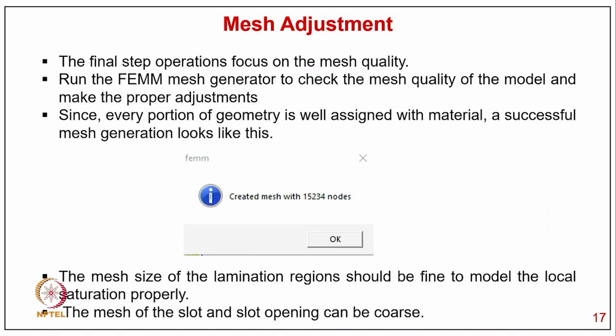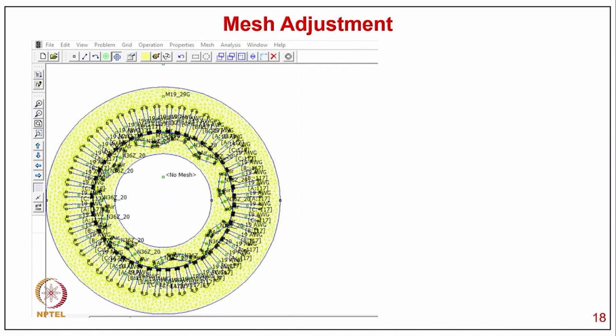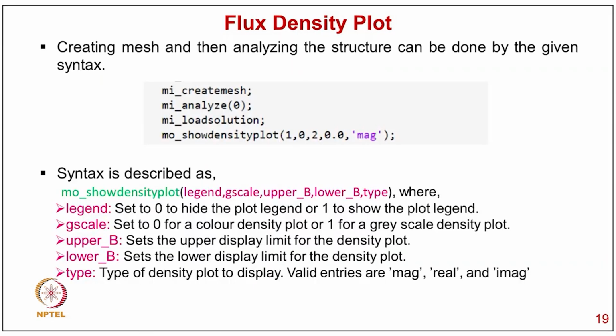The mesh size of the laminations region should be fine to model the local saturation property, and the mesh of the slot and the slot opening can be coarse. And here is the mesh adjustment you can see in the figure, according to the window and dimension.